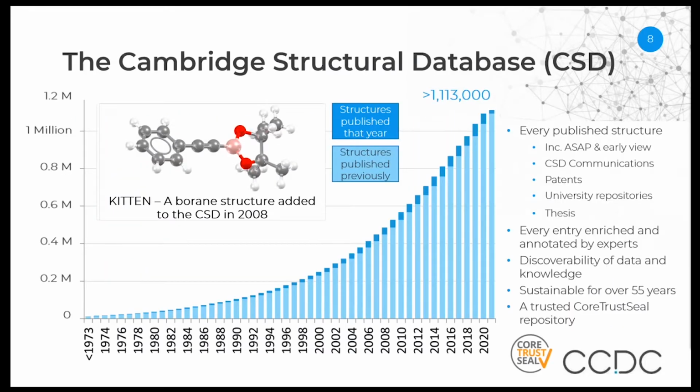Before we explore and analyze structures in the CSD, just a quick reminder of what's inside the database. The CSD was established in 1965. It contains over 1.1 million structures and every organic or metal organic crystal structure, including structures associated with ASAP articles, patents, repositories, thesis publications, or published directly through the database as a CSD Communication.